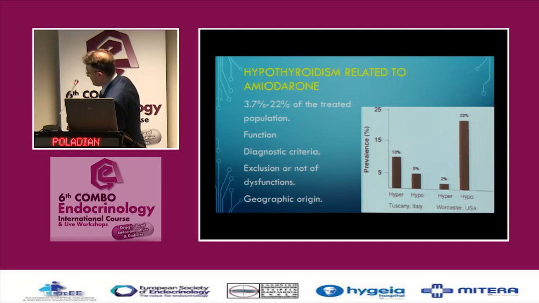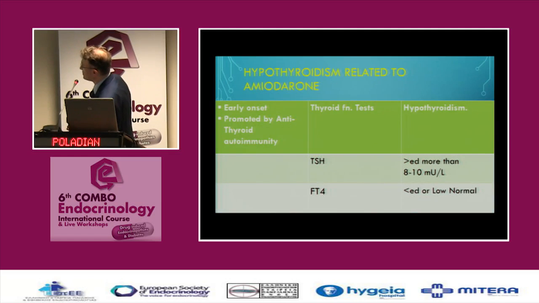This is in Tuscany, Italy. As you see, the prevalence here of hyperthyroidism exceeds hypothyroidism, while in the USA, hyperthyroidism is less than, let's say, 2%, and hypothyroidism is up to 22%. So whenever we have to tackle the issue, whether it's coming from the US or from Europe, we have a big difference between them.